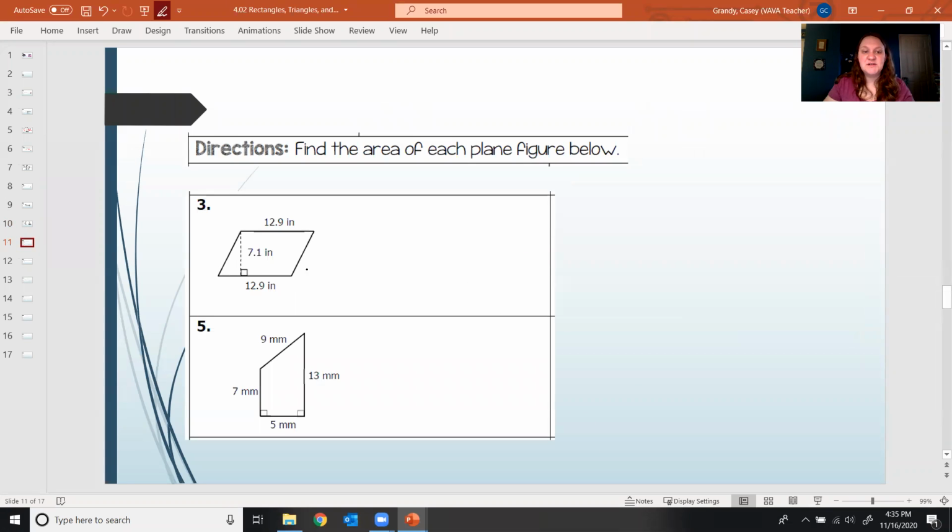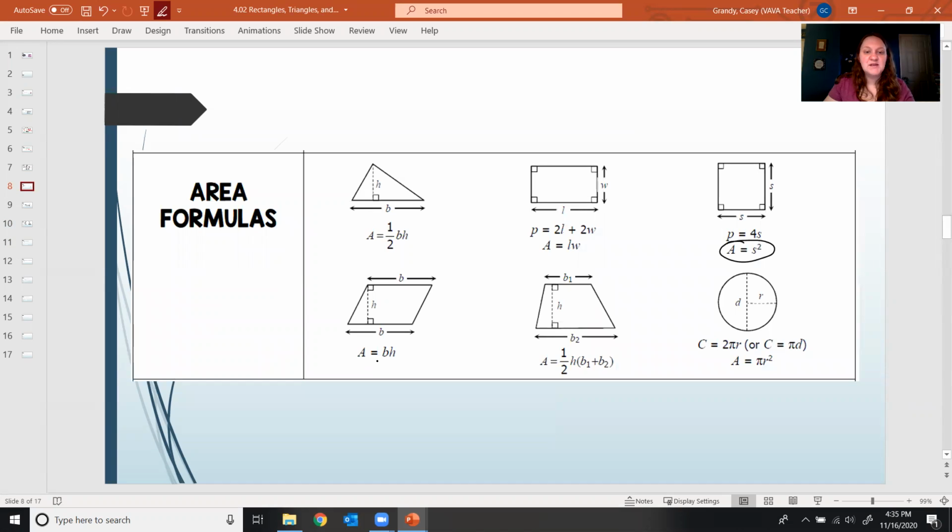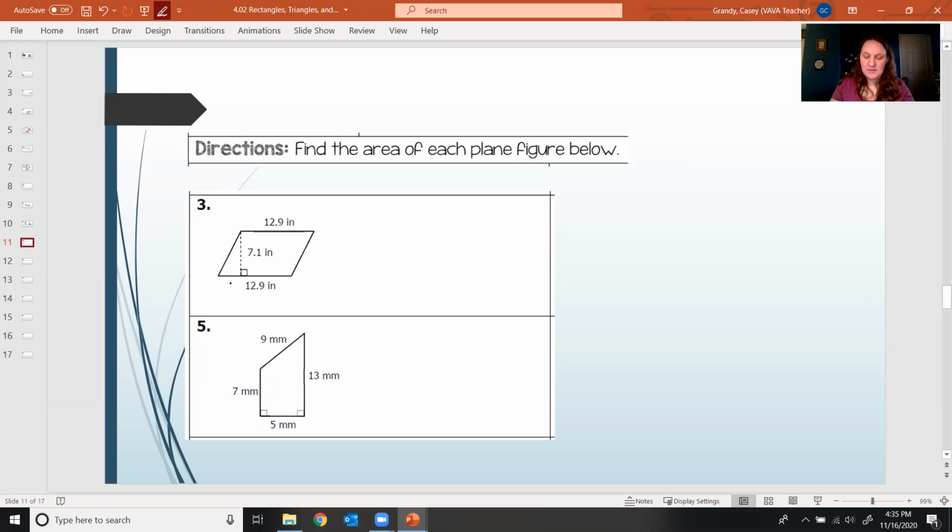We have some more figures here just to practice finding area. This first figure is a parallelogram. The area for a parallelogram is 1/2 base times height. So in my parallelogram, the base is 12.9 and the height is 7.1. So the area is 12.9 times 7.1. Type that in your calculator. You get 91.59. Don't forget your units. Because we're calculating area, our units are inches squared.